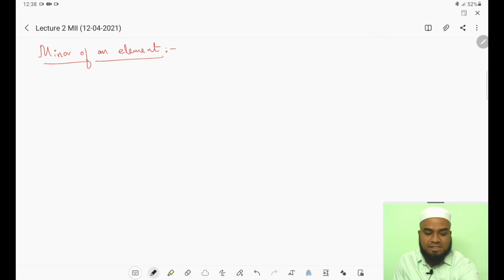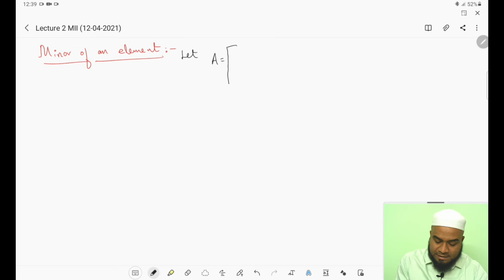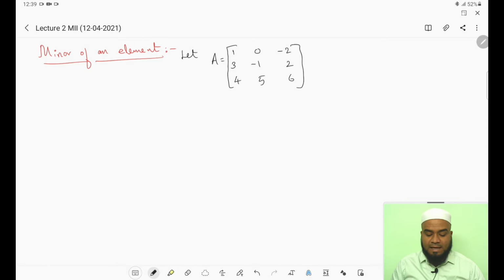Suppose I have a matrix A, given by 1 0 -2, 3 -1 2, 4 5 6. Matrices are represented by capital letters. So this is the given matrix A. Then we can define minors of various orders. How many rows are there? 3 rows and 3 columns, so this matrix is a 3 by 3 matrix. We can define minors up to third order only, because the matrix order is 3 by 3.